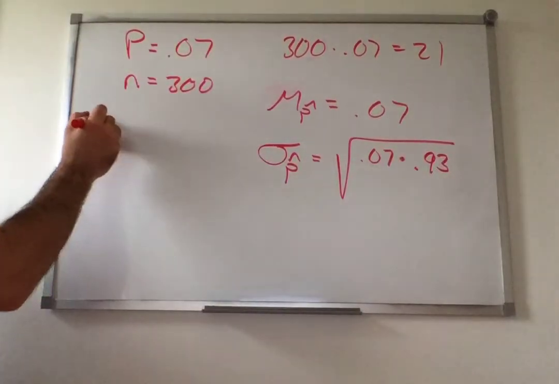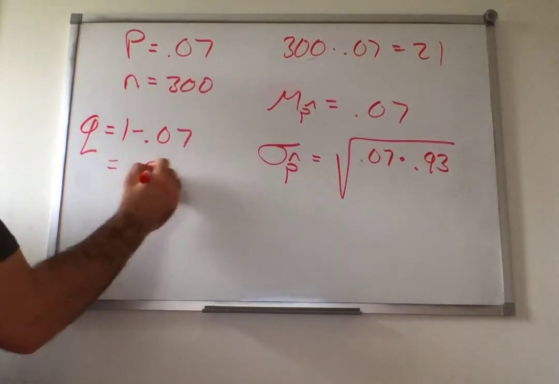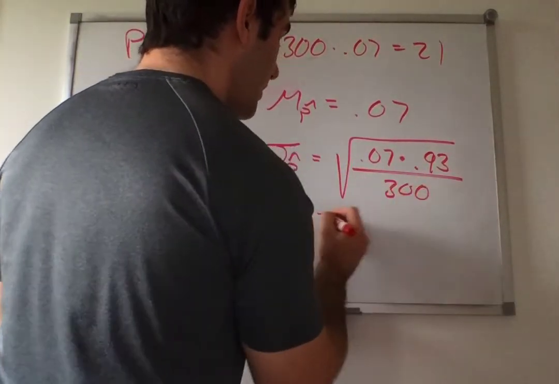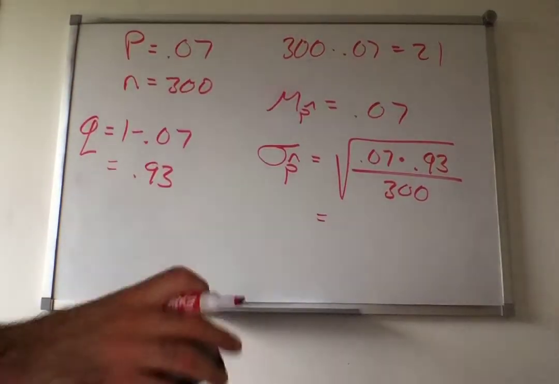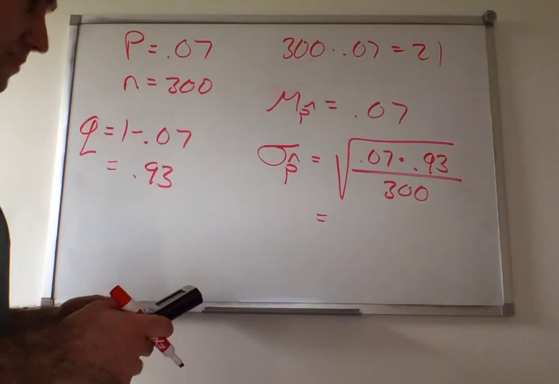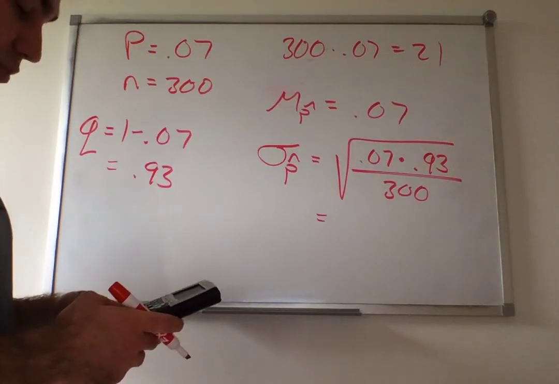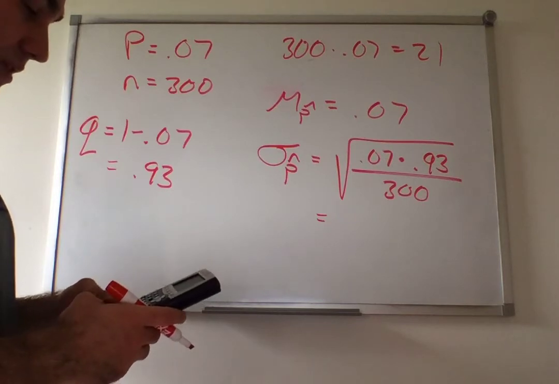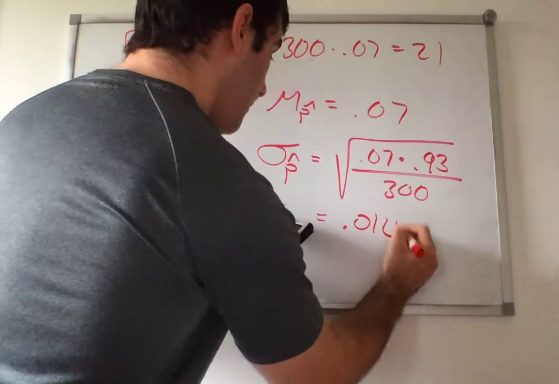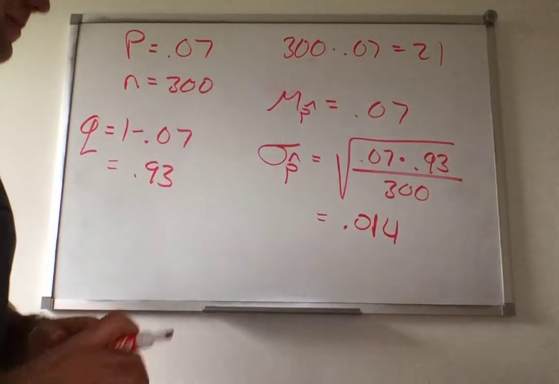So you could come over here and calculate. q is equal to 1 minus 0.07. Well, that's 0.93. Divided by 300, all under the square root. Now, this is going to come out to be some decimal number. Square root of 0.07 times 0.93 divided by 300 is 0.014. We'll stop it there. 0.014.